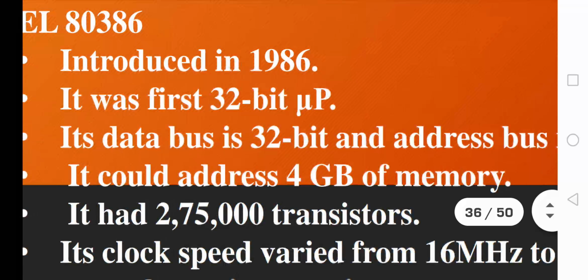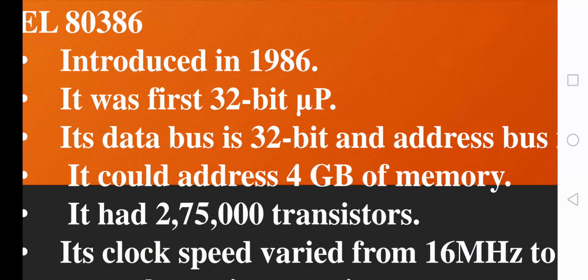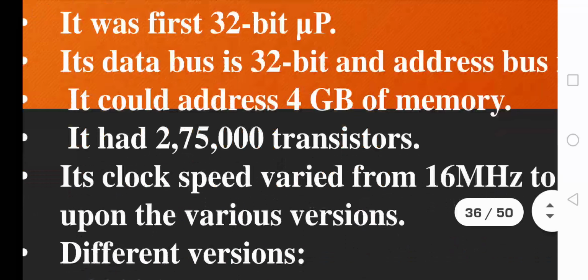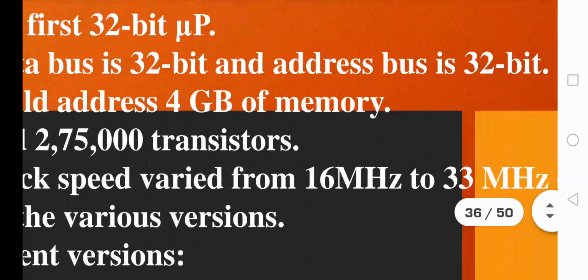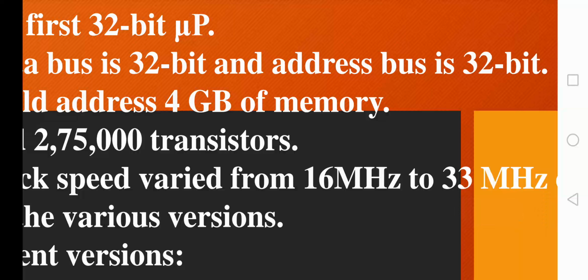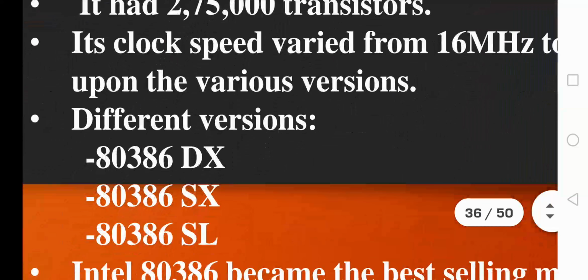The 80386 is capable of addressing 4 GB of memory. See, our memory accessing capacity has risen. How many transistors were used to fabricate this processor? It was 2,75,000 transistors. Its clock speed ranged from 16 megahertz to 33 megahertz, based on various versions.